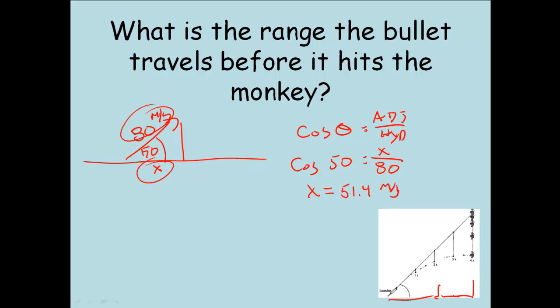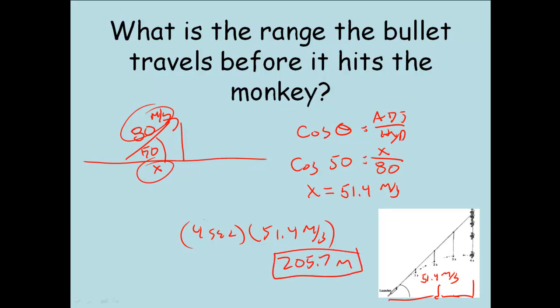51.4 meters per second. In other words, this bullet in the horizontal direction is going 51.4 meters per second. That's how fast it's going. How many seconds was it moving for? 4. So it's basically 4 seconds times the 51.4 meters per second, and we are left with 205.7 meters. There you go.